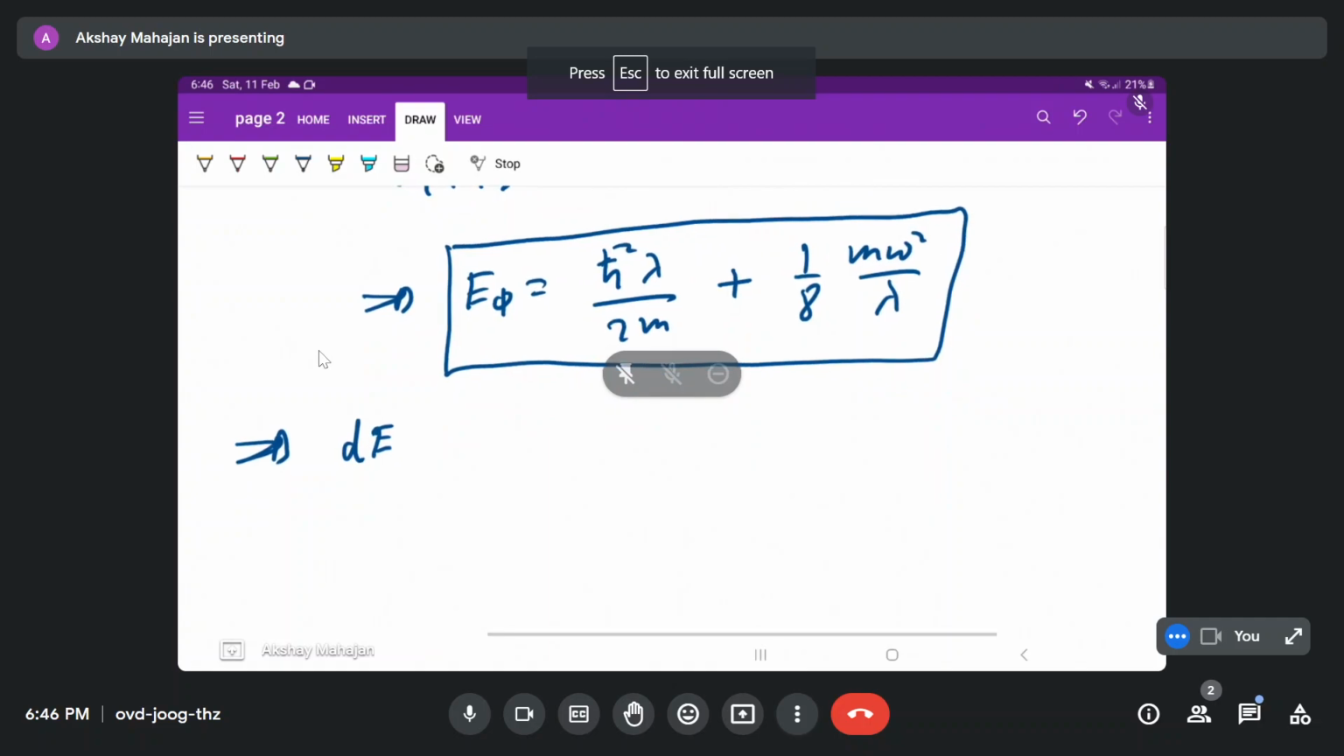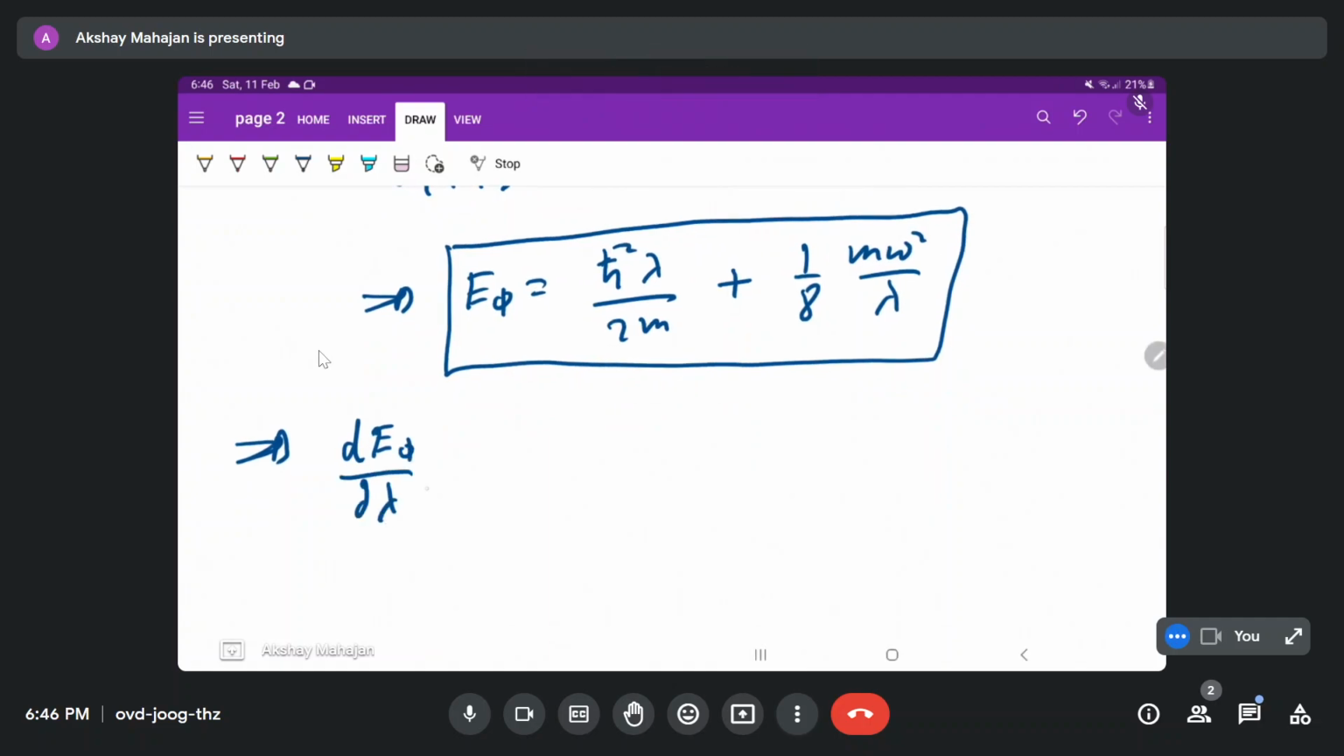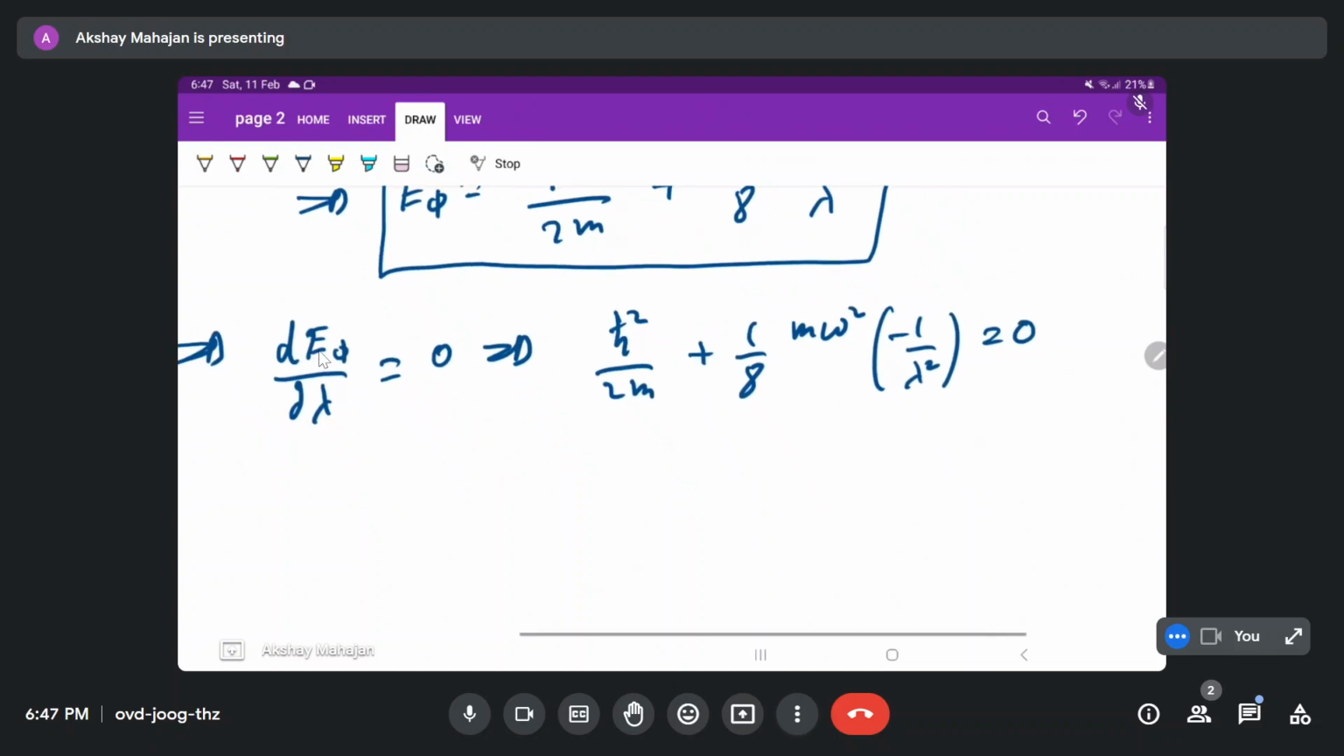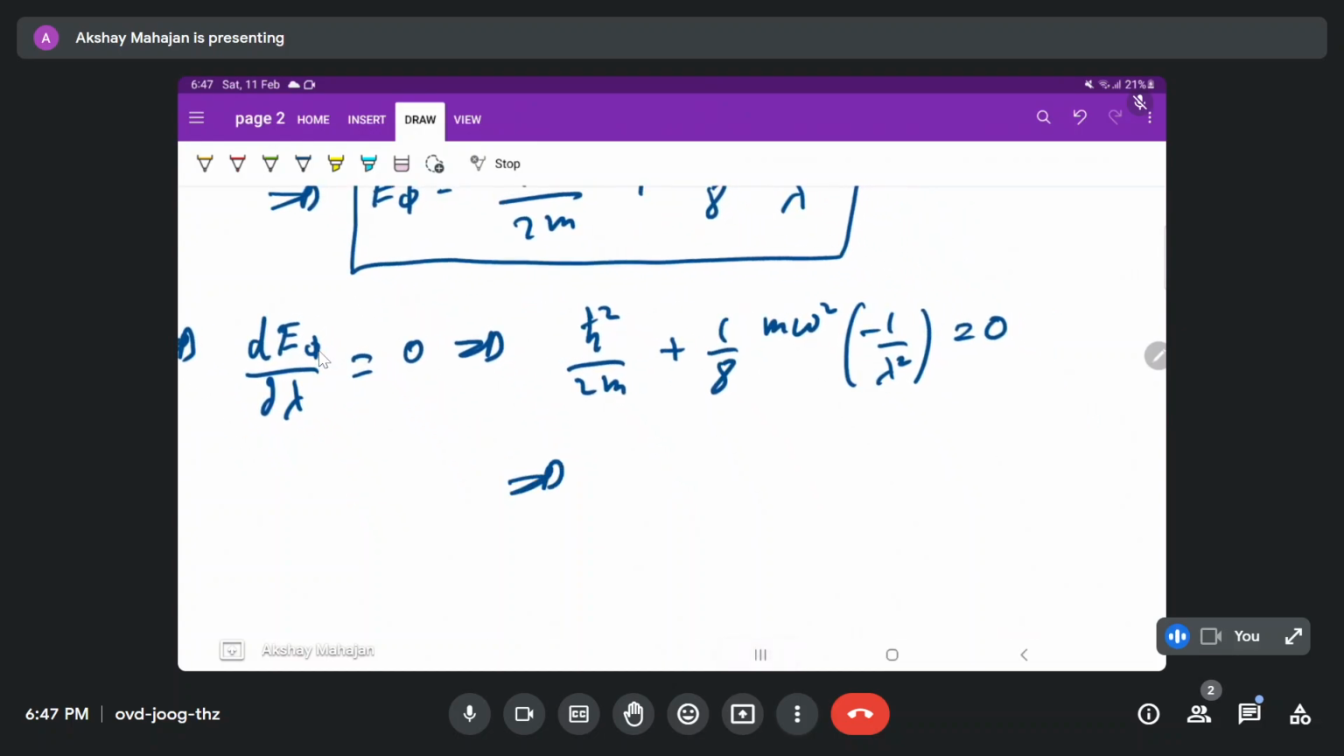Now just do d phi by d lambda, and we have to set this to 0. We will have h cross square by 2m plus 1 by 8 m omega square times minus 1 by lambda square, that is to be equal to 0. So what we have is h cross square by 2m equals 1 by 8 m omega square times 1 by lambda square.